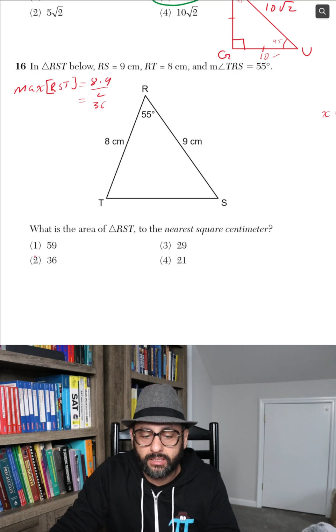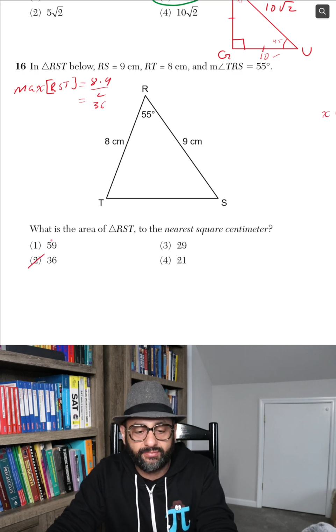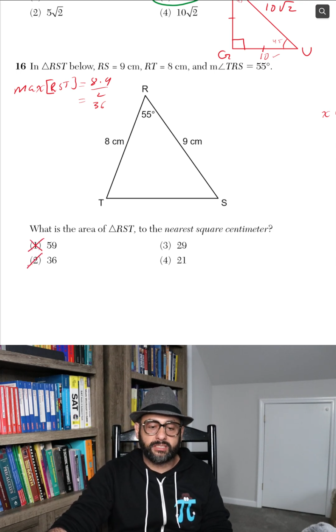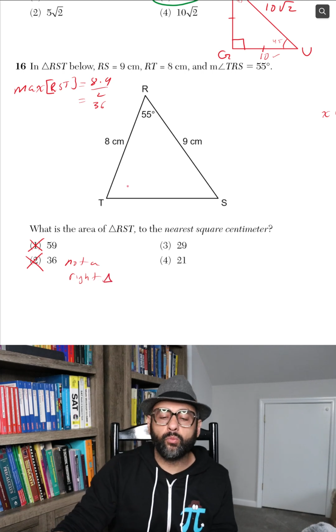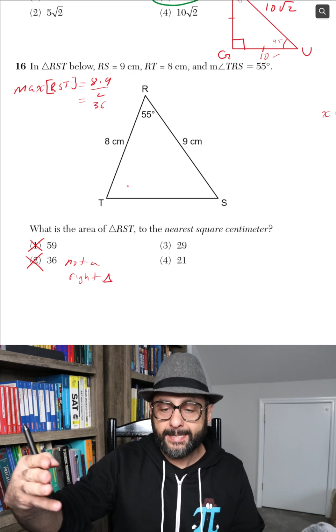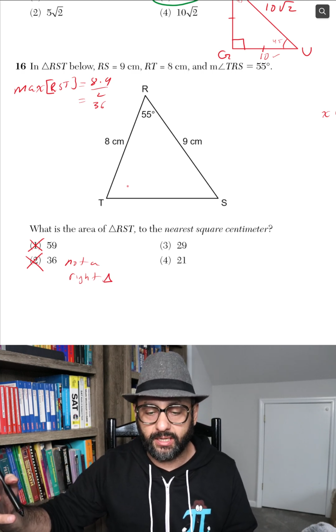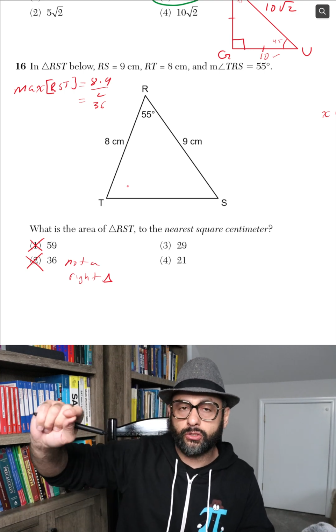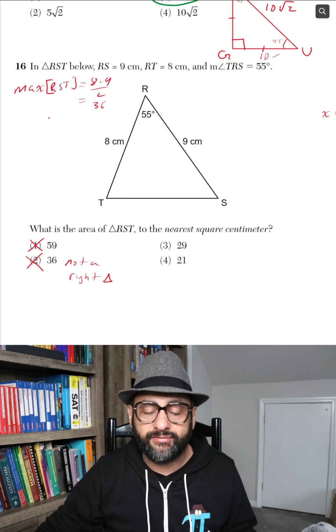But notice it eliminates 59 for sure, but it also eliminates 36 because this is not a right triangle. But how is this an intuition fixer? One, because we established the thing that students assume all the time is actually false. But the part that's an intuition fixer is also that the answer is often very close.